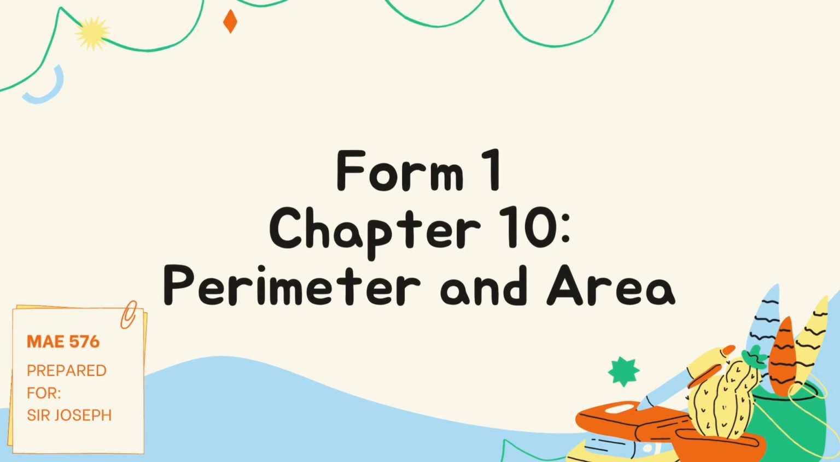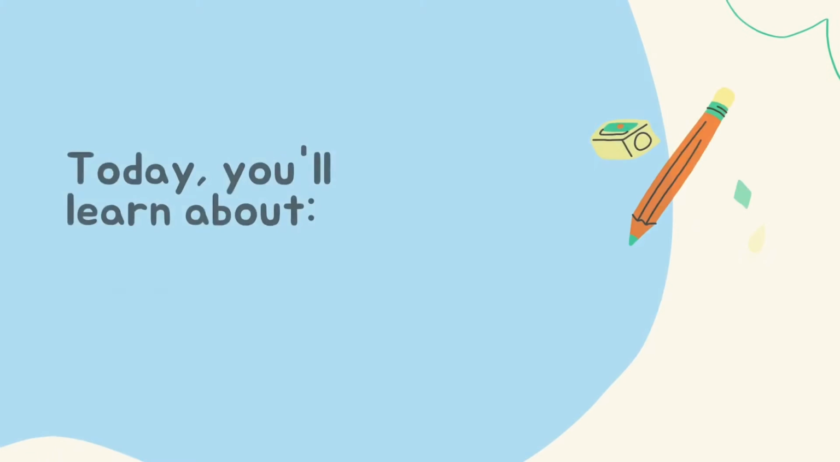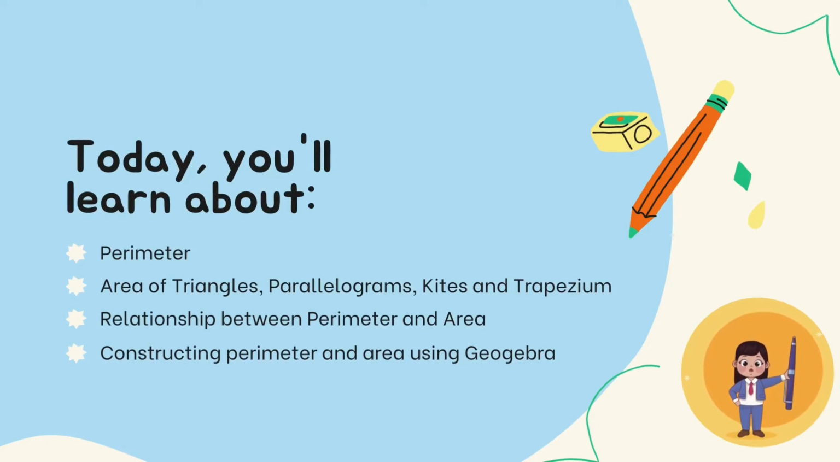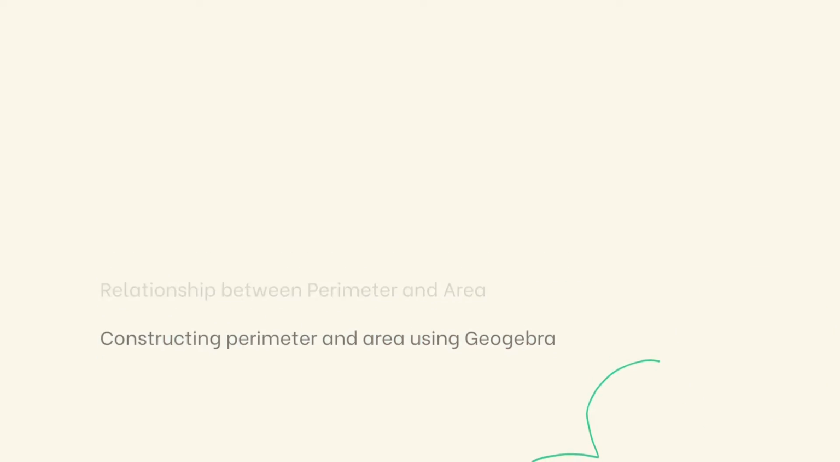Hello, in this video, we will learn a topic that is covered in mathematics form, which is perimeter and area. There are a few topics related to area and perimeter that we will learn about. First, we will learn how to find the perimeter and area of a triangle, parallelogram, kite, and trapezium. We will also learn the relationship between perimeter and area. Next, you will learn how to find perimeter and area using GeoGebra.